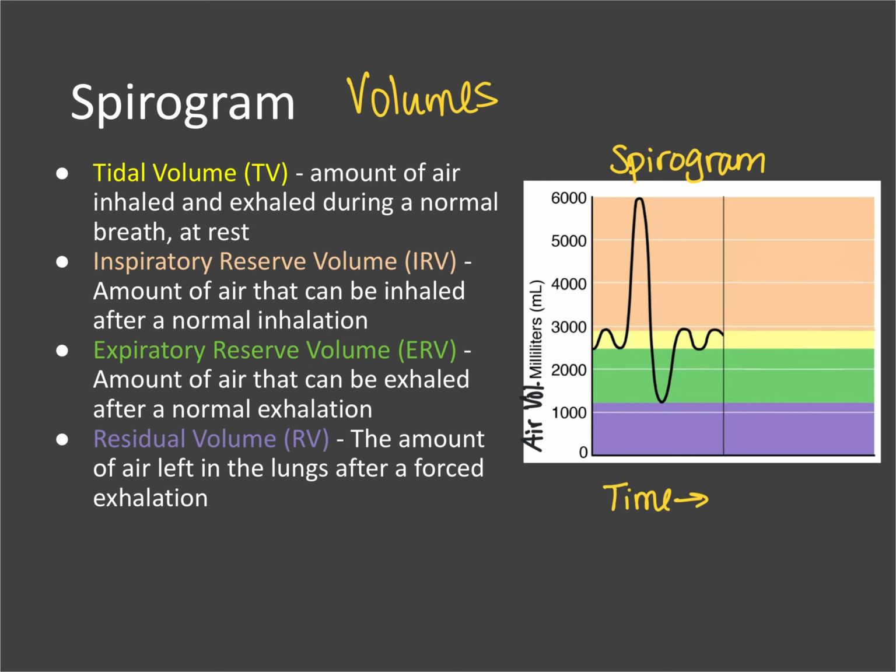So if we look at this graph, the first volume we'll talk about is the tidal volume, which is in this yellow area here. And so a tidal volume is just the amount of air that is entering and leaving your lungs when you are at rest, just breathing normally. And you can see that on the graph here.